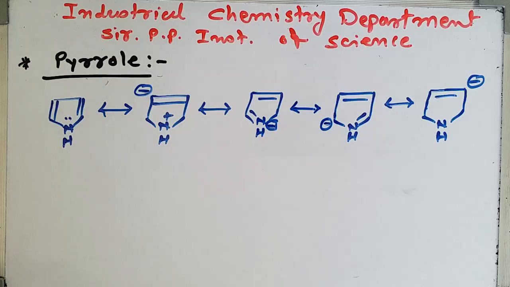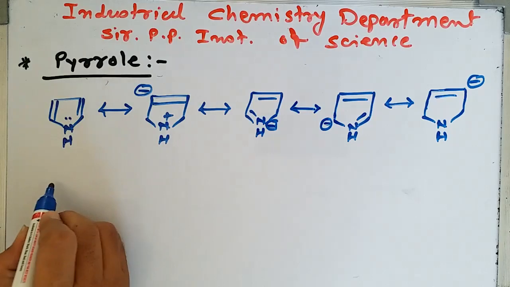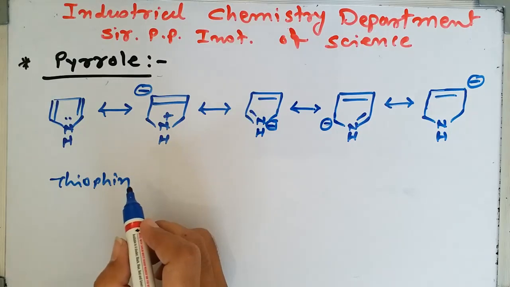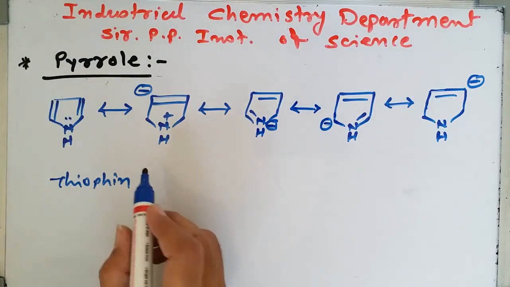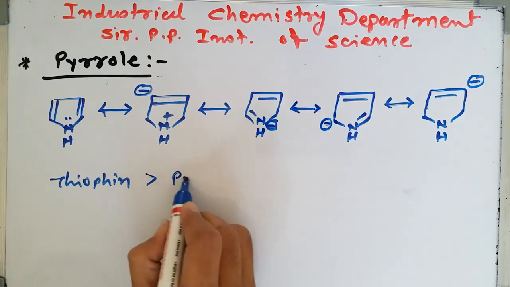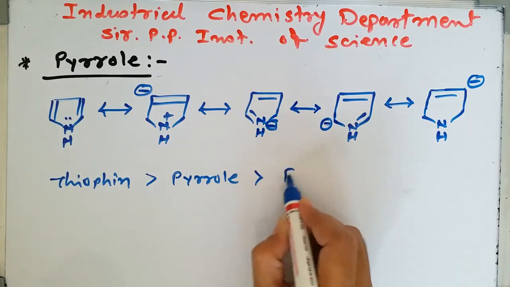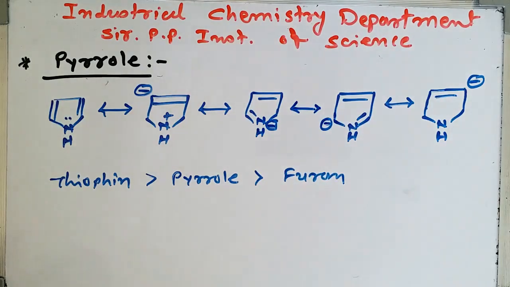Pyrrole is less aromatic than thiophene and more aromatic than furan. That is the order of aromaticity. So this is the order of aromaticity of pyrrole, thiophene and furan.